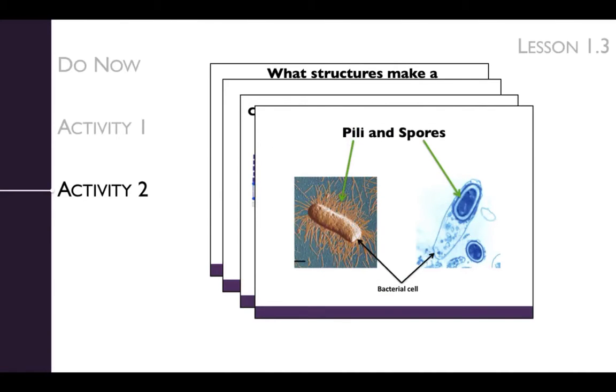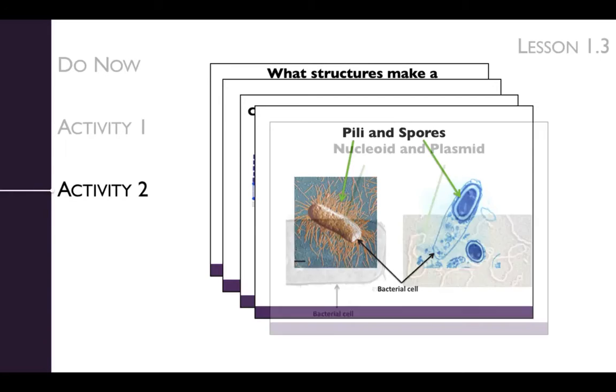Pili act like Velcro, enabling bacteria to stick either to each other or to structures in the host, like the epithelium in the nose. If the environment is not conducive to survival, some bacteria can form spores, allowing them to stay in a dormant state like a seed until the environment becomes more favorable.